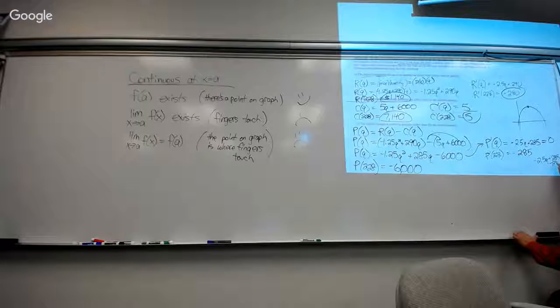So I move the 285 over to the right. And I get negative 2.5q equals negative 285. And then I go ahead and divide by negative 2.5. And that gives us, presumably, 114. Presumably because I didn't divide it yet, but 285 divided by 2.5, yes, is 114.